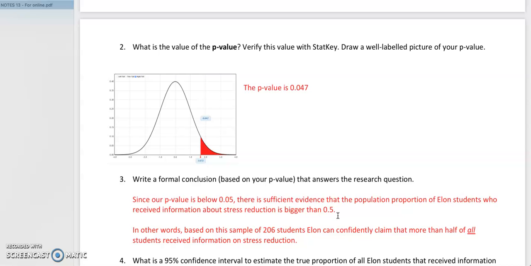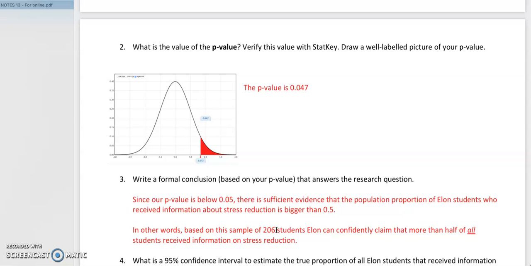And the reason is that even though I only looked at 206 Elon students, this would have been a pretty unusual sample if only 50% of students had heard this information. So that means that I feel confident claiming that more than 50% of all students received this information. So that's how we would do a hypothesis test. We've got our hypotheses, our test statistic, our p-value, and our conclusion.